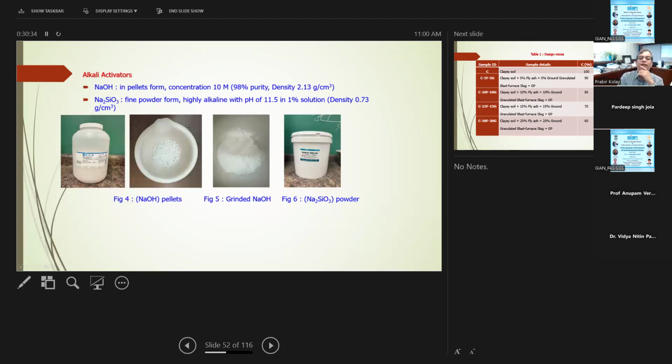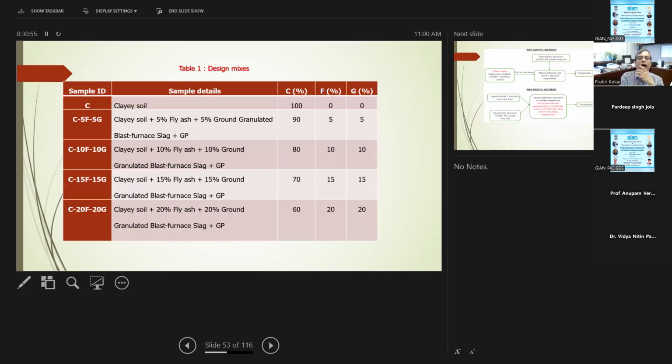So again, various studies are there. They used from 5 molar to even 20 molar. So based on the studies, the literature, we use the 10 molar NaOH, and then we use the sodium silicate also. So these are the combinations we used for these studies.